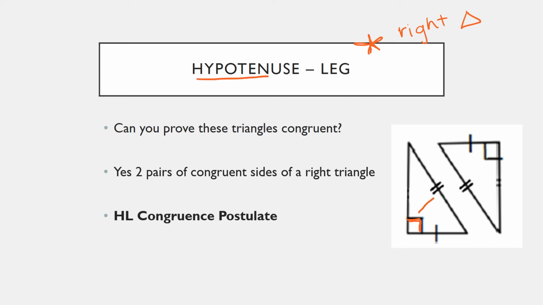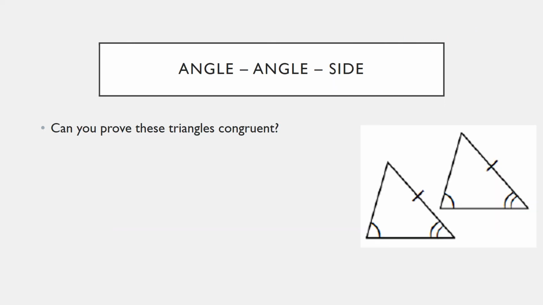Okay, and the hypotenuse, what is the definition of the hypotenuse? Well, I hope we're remembering back, the hypotenuse is the side across from the 90-degree angle. Hypotenuse, leg, and a leg would be one of the sides that makes up your 90-degree angle. So HL, again, is another congruence postulate that we will use, but we can only use HL when we have right triangles.